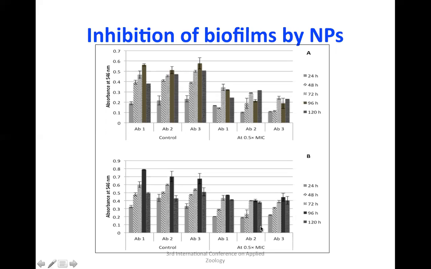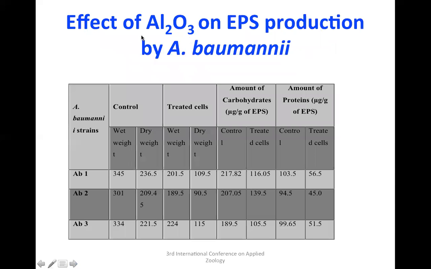The results indicated that biofilm biomass was significantly reduced in treated cells when compared with control cells. Then at the end, we tested the effect of nanoparticles on EPS production, and the results indicated that in control cells, wet and dry weight was higher as compared to treated cells. The same thing was observed in all three tested strains.